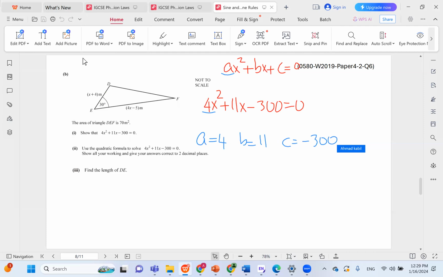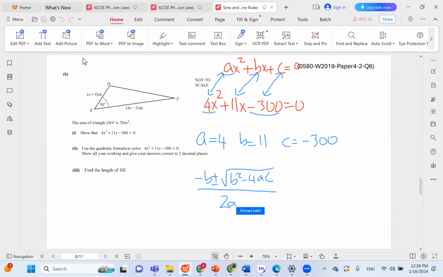You're just comparing the above equation to the below equation. So a is 4, b is 11, and c is negative 300. And the quadratic formula says minus b plus minus root b squared minus 4ac all over 2a. This is all equal to the solution that we're looking for, which is x. Now let's plug in the numbers.